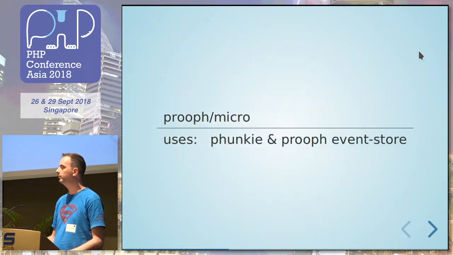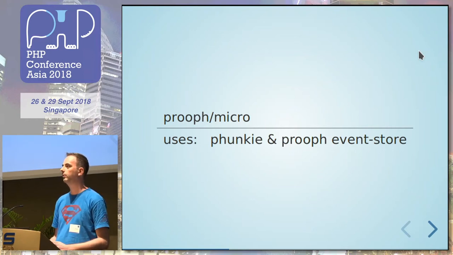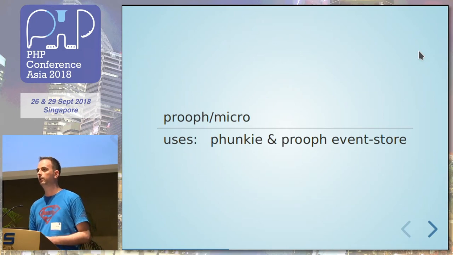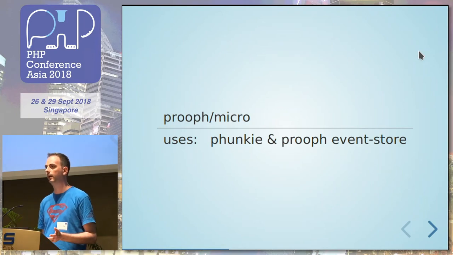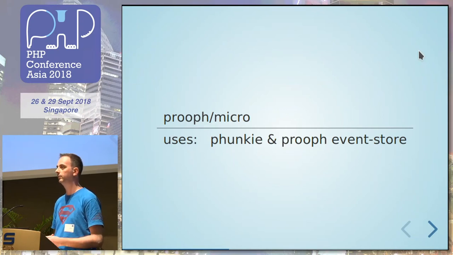So let's come to Prooph Micro and Funky. Prooph Micro uses Funky and the Prooph Event Store, whereas Funky is a very small library for functional programming in PHP. I know if you guys know real functional programming languages like Scala or Haskell or Lisp, you're probably not happy with the way that you can do functional programming in PHP. But it's still pretty good, and I think you can get some reasonable results with it.